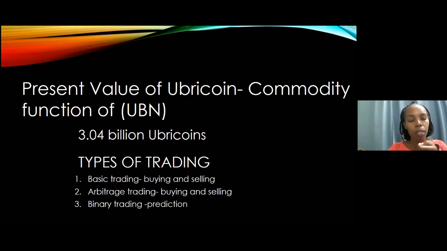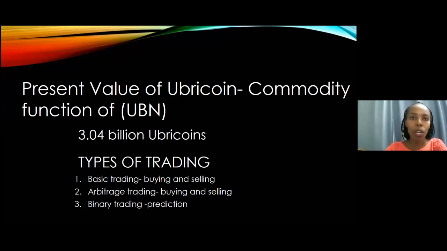To tell you about the present value of Ubricoin, that is the commodity function of Ubricoin, we have three types of trading. We have the basic trading, we have arbitrage trading, and then we have the binary trading. The basic trading is just when you go to the market, you buy and sell Ubricoins. Then we have arbitrage trading. Arbitrage trading is basically comparing two markets, like we have the UBN BTC market, and then we have the UBN ETH market.